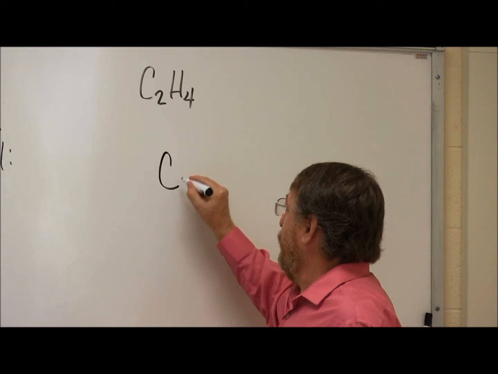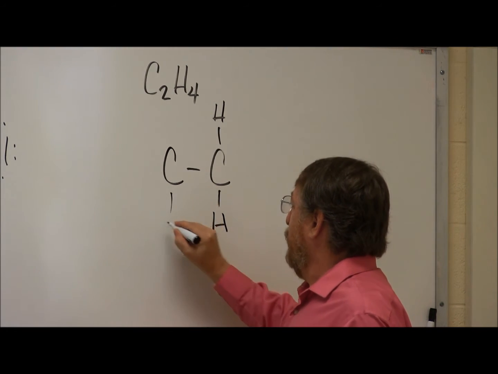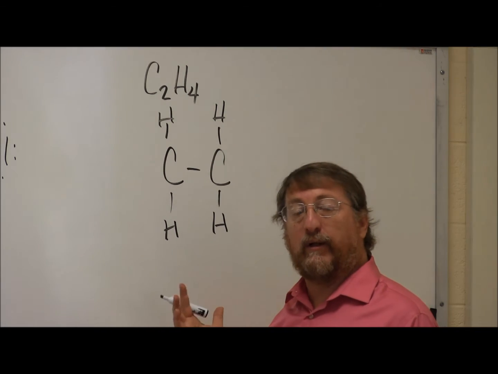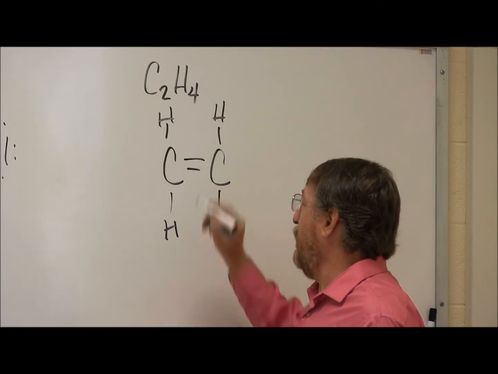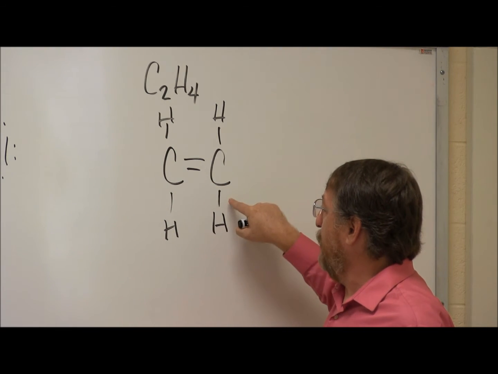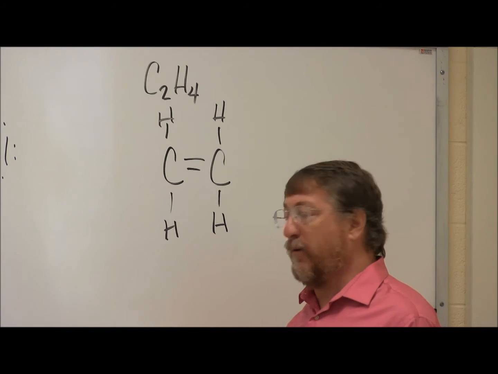C2H4, now we've got a carbon, carbon, hydrogen, hydrogen, hydrogen, hydrogen. Go through and do the Lewis structure. We need to add a bond. We have that bond in the center. Now we've got 3 electron clouds around the carbon, 3 electron clouds around the carbon. That's trigonal planar, no lone pairs.